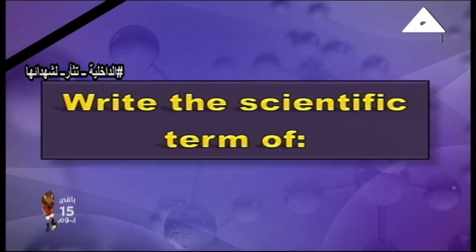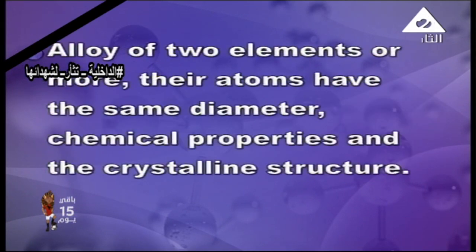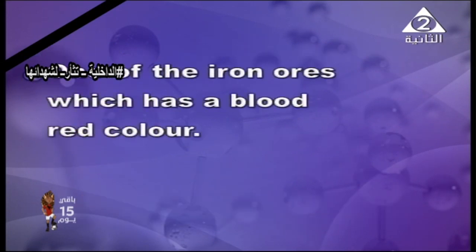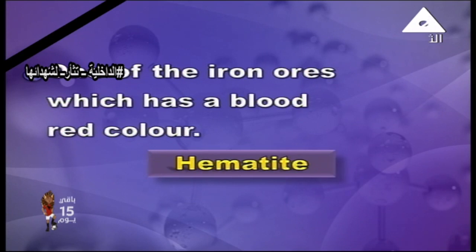Next type of question. Write the scientific term for an alloy of two or more elements whose atoms have the same diameter, chemical properties, and crystalline structure. Yes, the answer will be substitutional alloy. One of the iron ores which has a blood red color. If you think about it, yes, it will be hematite.